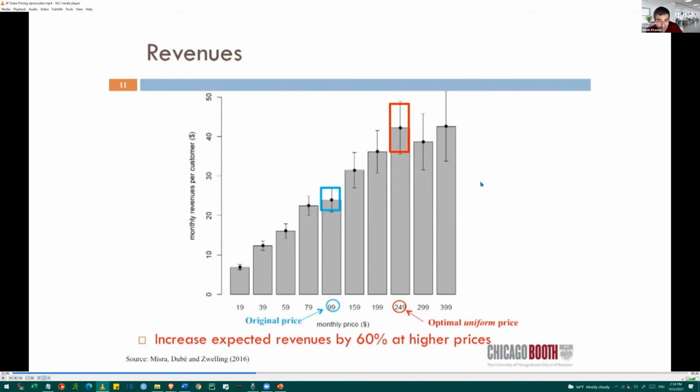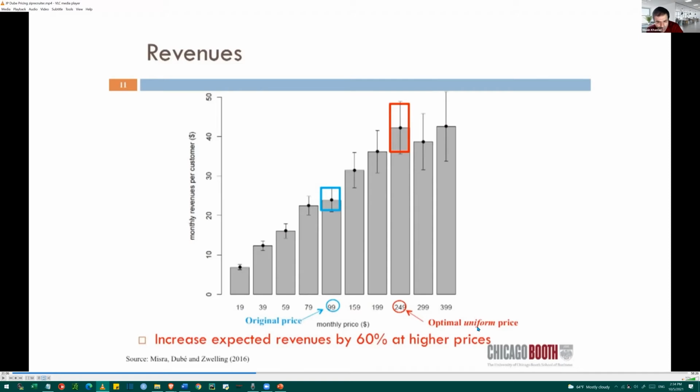We get the demand function, but then from that we form the revenue graph, the revenue plot, and we can see a peak in the revenue near the optimal price. So in this case, for example, the optimal price would be $249 compared to the $99 they were charging. And these bars show the revenue.